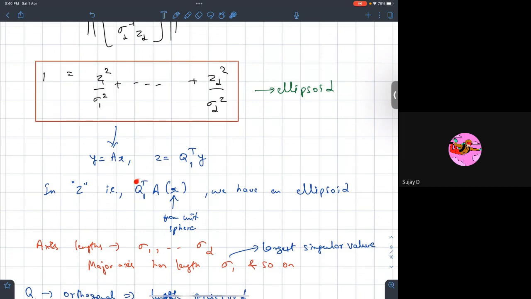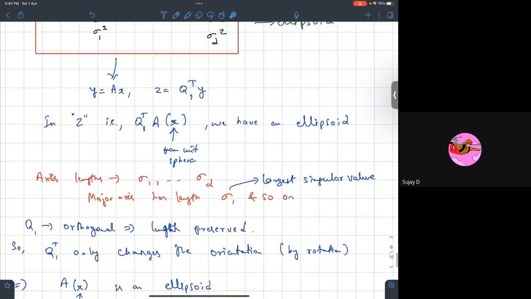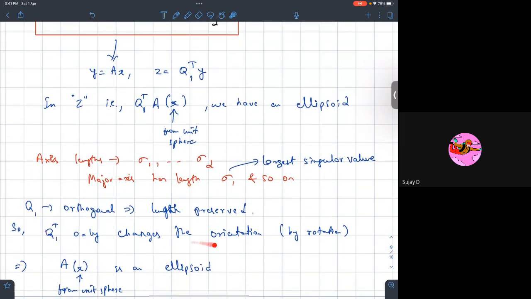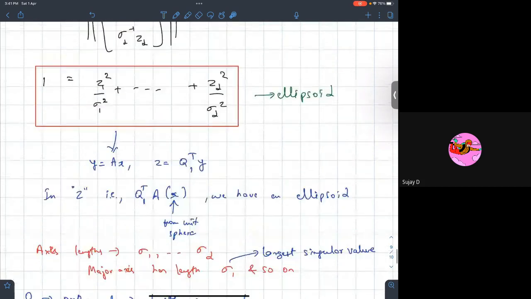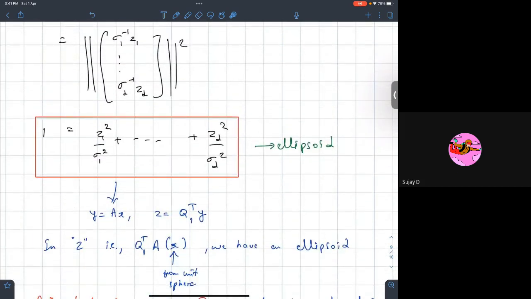This won't change the length. Will Q1 change the length of AX? No, sir. So it won't change. So the point I want to make is Q1 transpose will only change the orientation by rotation. So if I take an X from the unit sphere, apply A, I'll still get an ellipsoid. That's the point. So if I take the unit sphere and apply A using SVD, I can argue that it is an ellipsoid with axis lengths sigma 1 to sigma d and the major axis is sigma 1. That's the geometric interpretation.